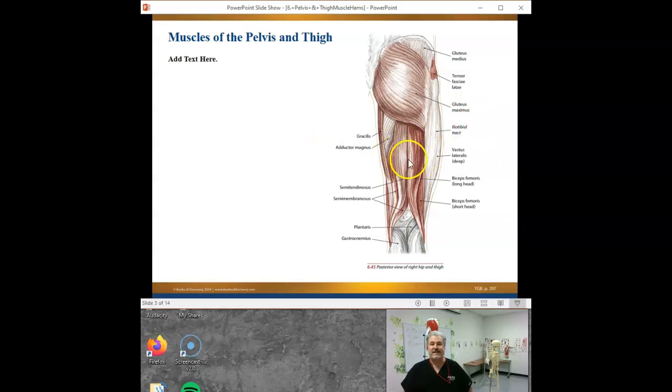And we can see the hamstrings back here. Now this is very interesting. Remember that the quads, your quadriceps femoris, weren't just on your anterior side of your leg, they're on your anterior and lateral side of your leg. So the hamstrings are bordered by a muscle on the lateral side and a big muscle on the medial side. A big muscle on both sides, actually.